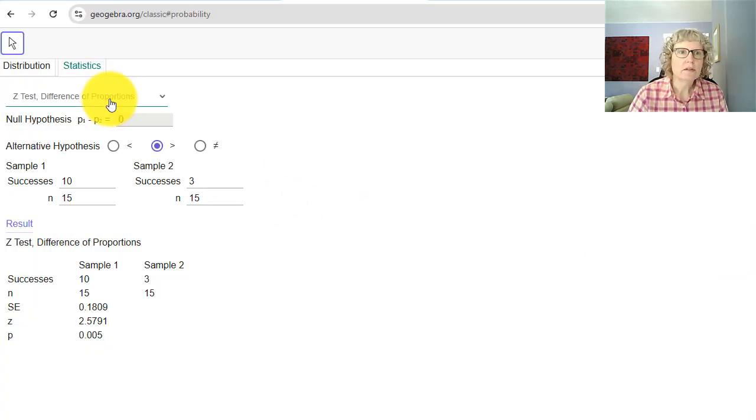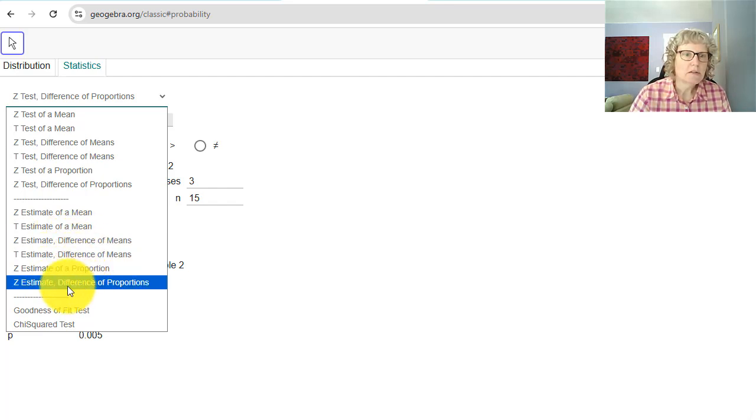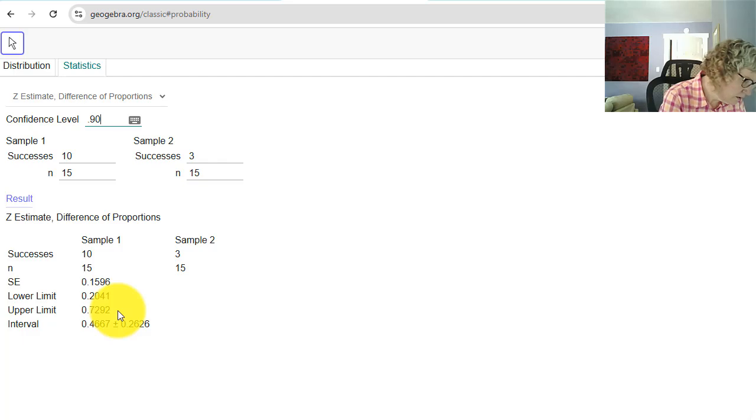Let's go to z estimate, difference of proportions right here. And what's wonderful is it kept my data there, the 10 out of 15 and 3 out of 15. I love that. I do need to change the confidence level because it didn't know our significance level. So I need to change that. And so we would get a confidence interval of 0.2041 to 0.7292. So let me write that down.